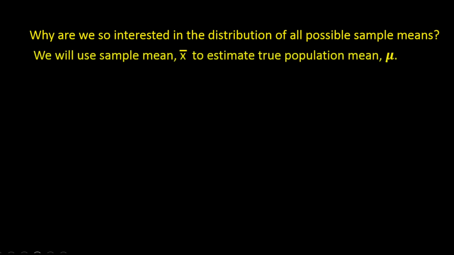In real life, no one goes out and takes every possible sample of n equal 50 to plot the sampling distribution of x bar. You might as well just take a census. So why are we so interested in the distribution of all possible sample means? The reason is that we will be using the value of a sample mean to estimate the true population mean.